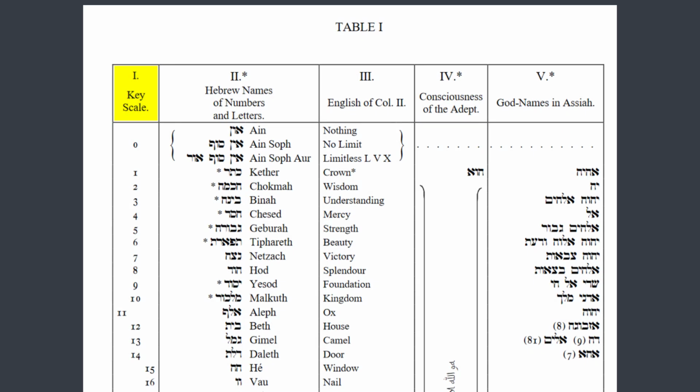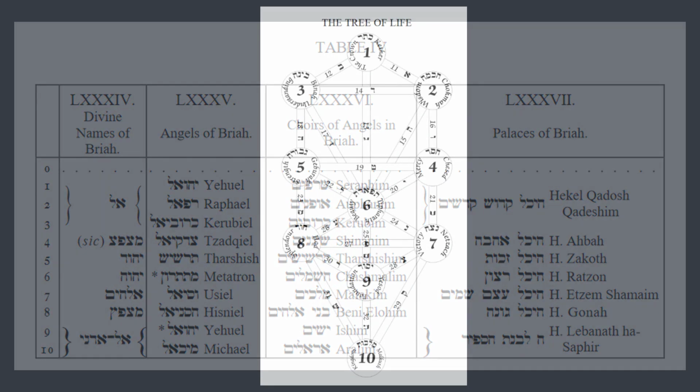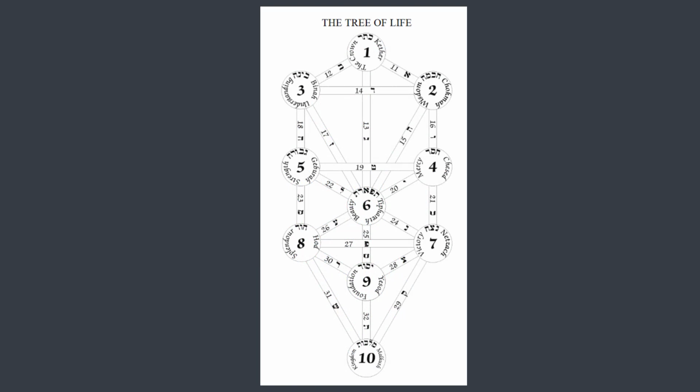The first column of Liber 777 is the key scale. This column appears on every table without a title. Understanding and decoding the key scale is critical to understanding this book.